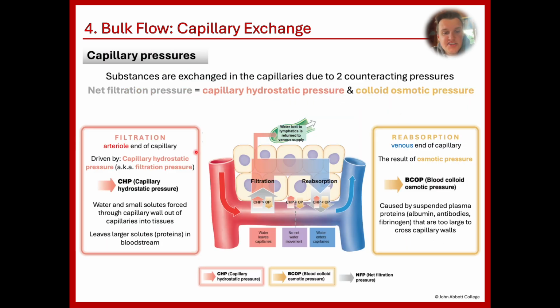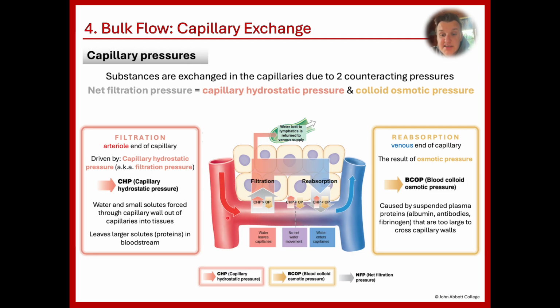We're going to see each of these one by one. But over here, this is the arteriole. And we call this end over here the arterial end of the capillary. And this is where filtration occurs. Do you see this arrow here? The gray one? This is a net filtration.